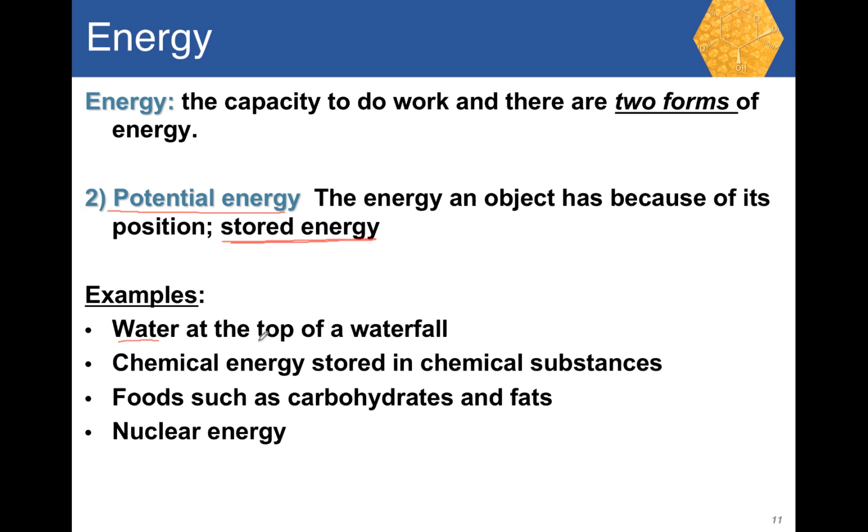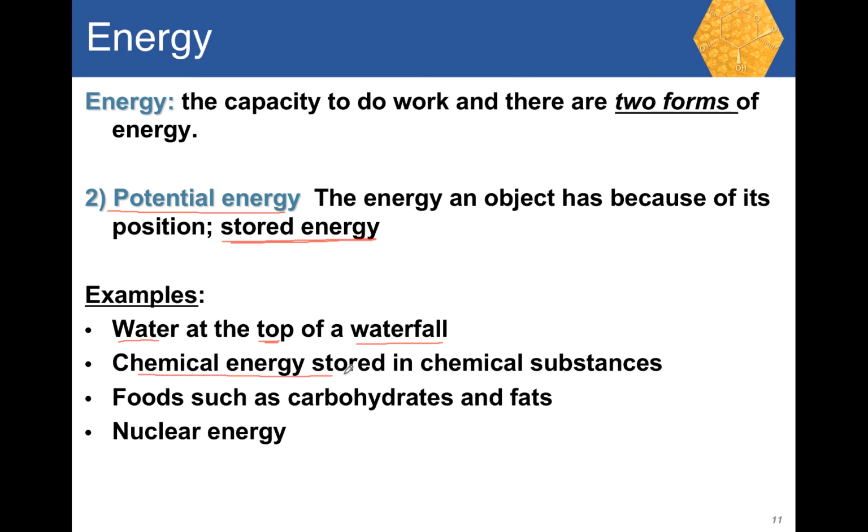Water at the top of a waterfall. The top. It's not moving. It's just sitting there at the top. But it has the potential to go down to the bottom of the waterfall, which means that it can be converted into kinetic energy.